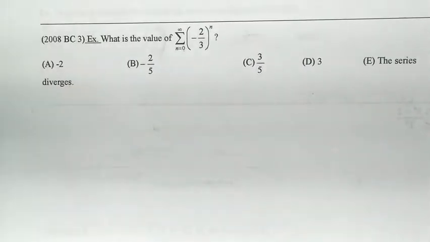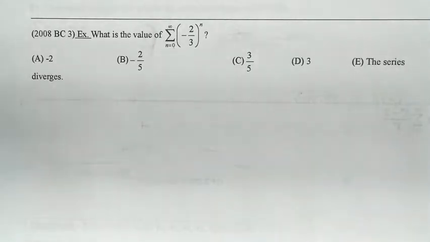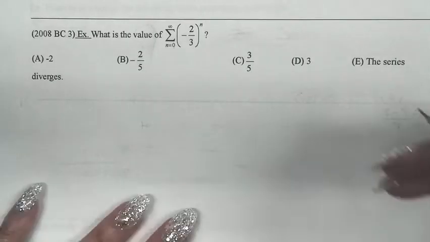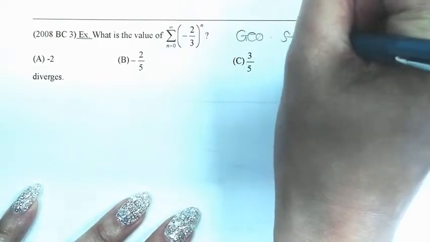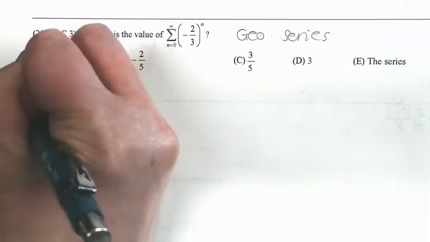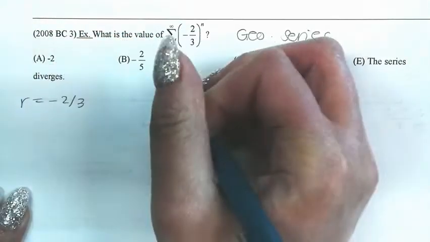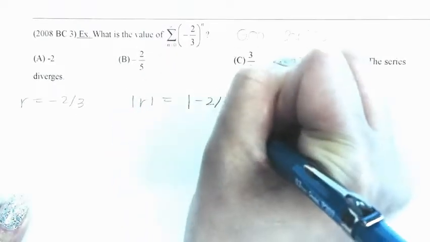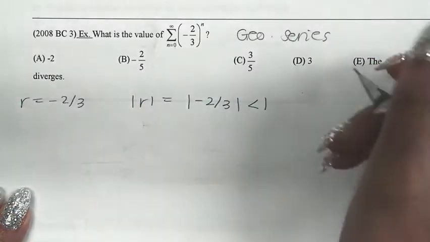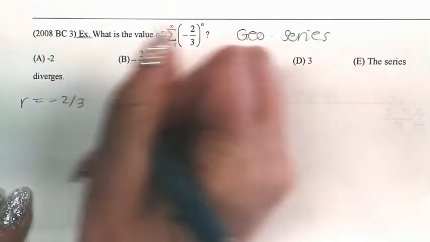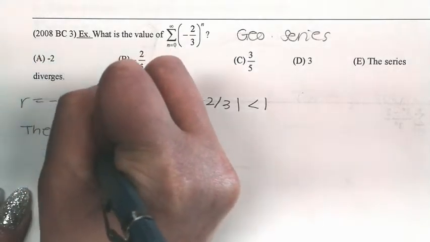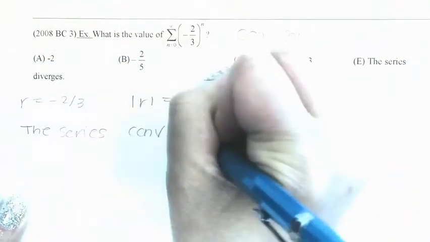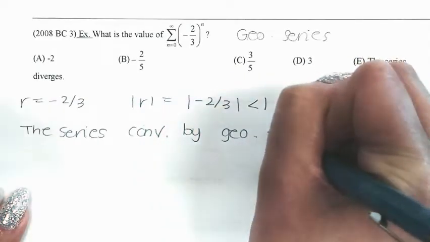For the next problem, they are asking you the value of the series from n equals 0 to infinity of -2/3 to the power of n. So what are you going to do? First thing, you will recognize that this is a geometric series. Second thing, you see that r is equal to -2/3. After that, the absolute value of r is the absolute value of 2/3, which is less than 1. Therefore, you can conclude that the series converges by the geometric series test.